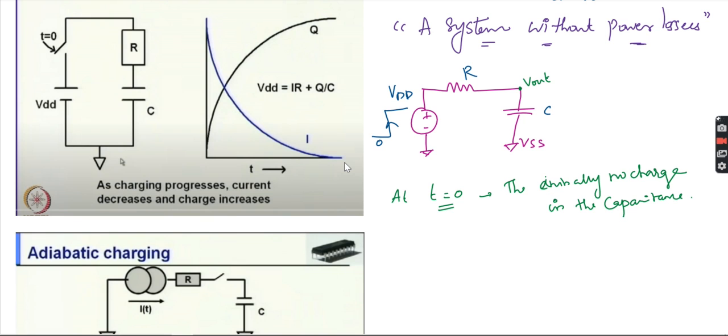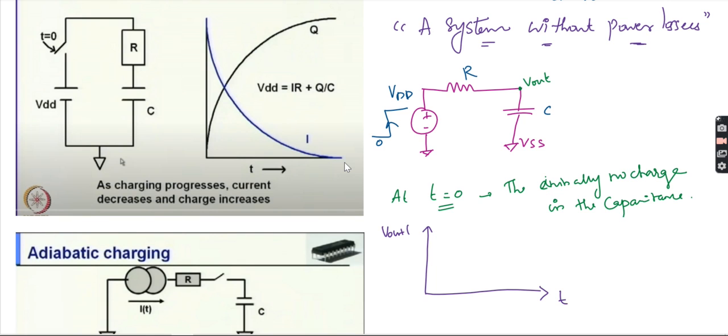Now, when the time increases, we keep increasing VDD slowly. How will it be? The diagram will come like this. You can consider this diagram. This will be t, then this will be your Vout, because we have to get the Vout.